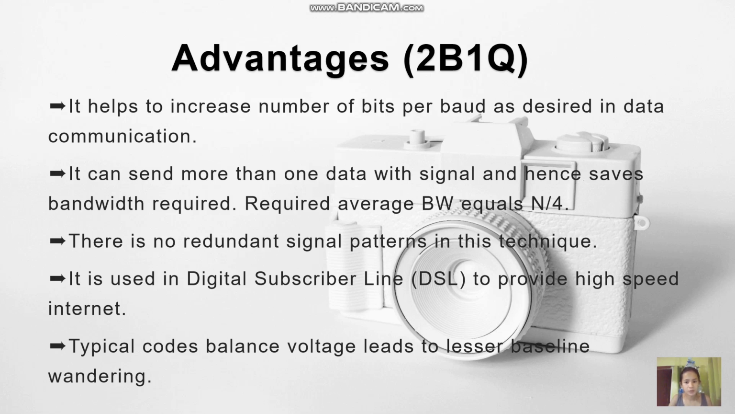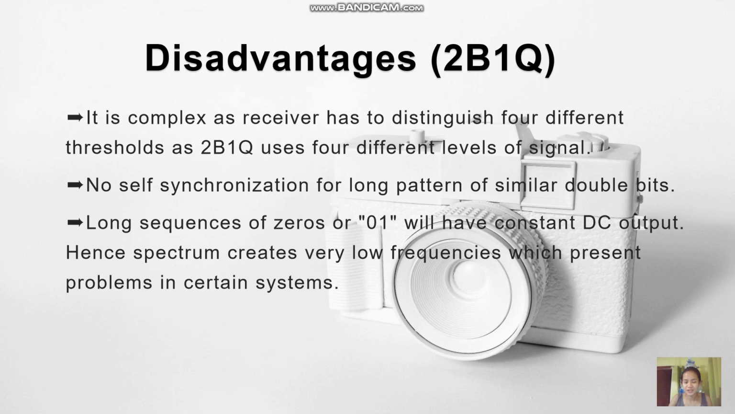Required average bandwidth equals N over 4. There are no redundant signal patterns in this technique. It is also used in digital subscriber line, or DSL, to provide a high-speed internet connection. Typical codes balance voltage, which leads to lesser baseline wandering. So that is more about deeper information on 2B1Q. If you know this, guys, just let me know. Thank you. We'll go ahead with the disadvantages.